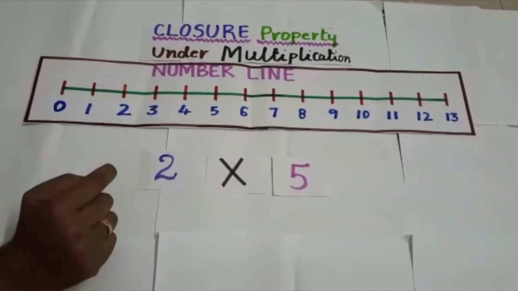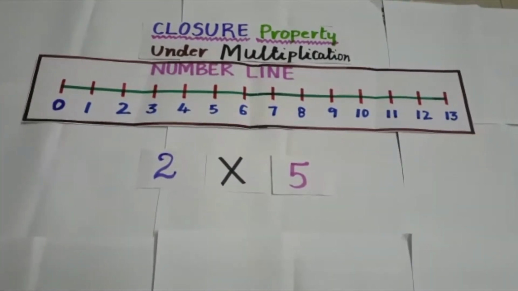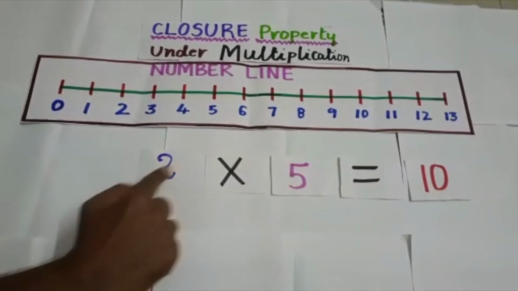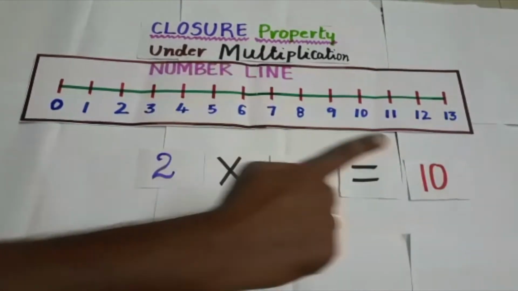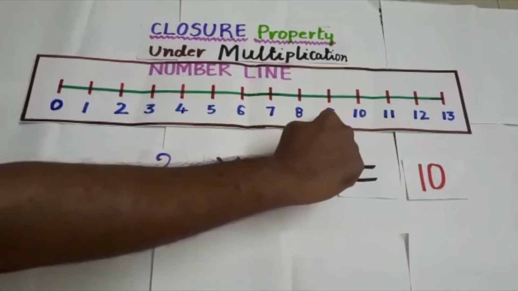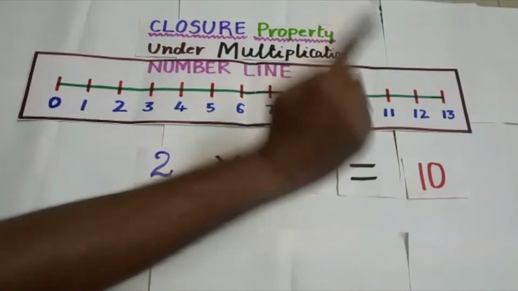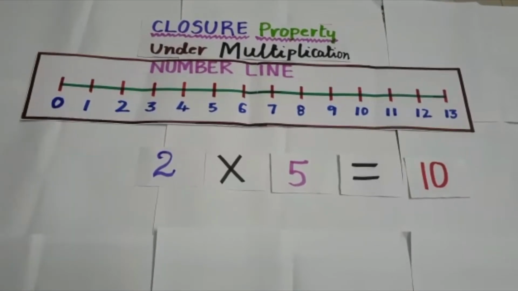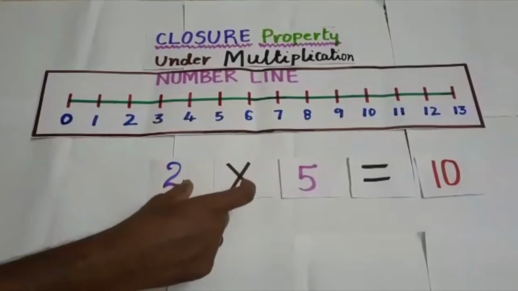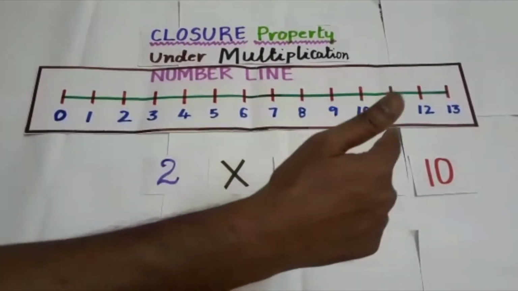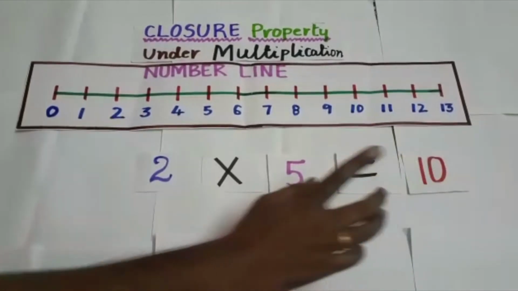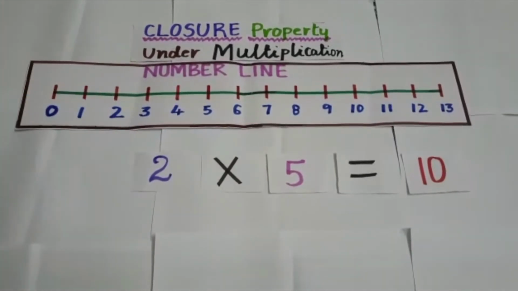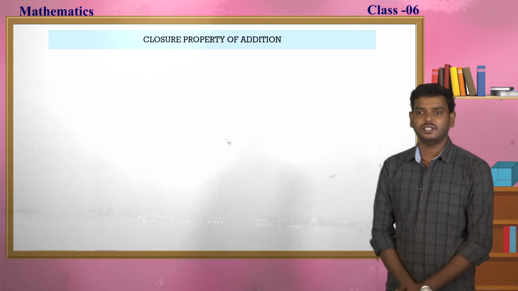Is it correct, children? Now, the product is 10. Is it correct? 2 into 5 is equal to 10. So, 10 is a number which is also present in number line. So, 10 is also a whole number. Is it correct, children? So, by this we can state that on multiplying any two whole numbers, the product is still a whole number. I hope you have understood the closure property under multiplication, children.